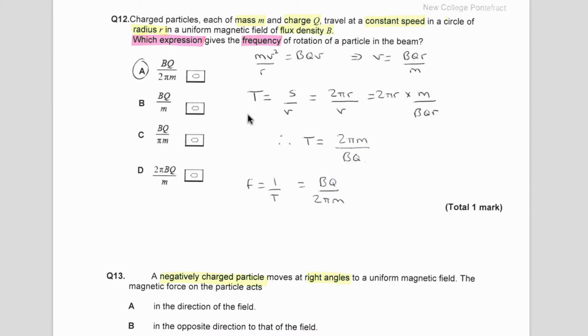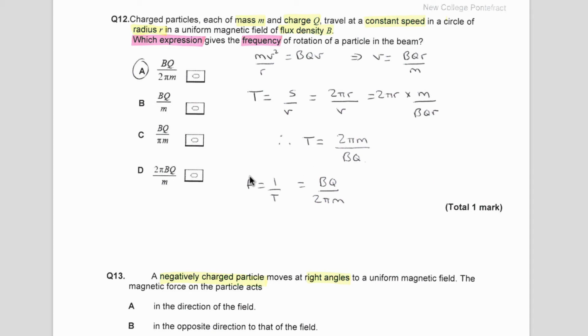Now, if I use speed as distance over time, the amount of time it takes to go round a circle once is equal to the circumference of the circle divided by the velocity. So the circumference of the circle is 2 pi r divided by the velocity that I've just worked out. Dividing by this number is the same as multiplying by its reciprocal, so I've got 2 pi r times m over BQR. If I simplify that, that's the time period of this particular oscillation.